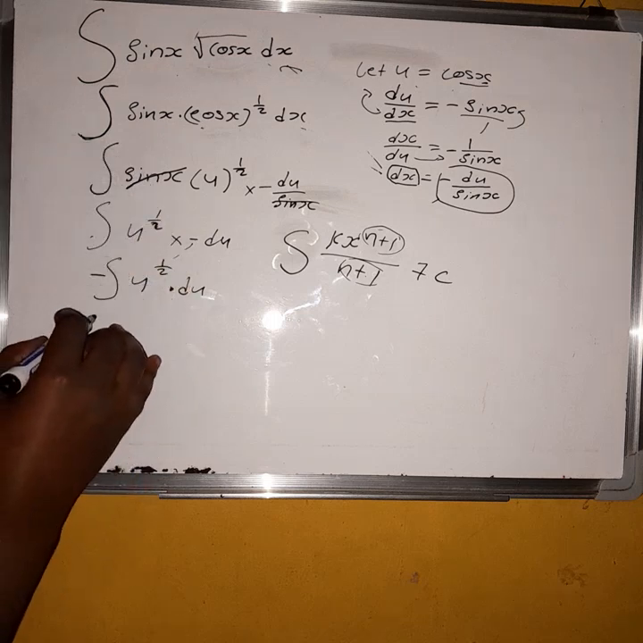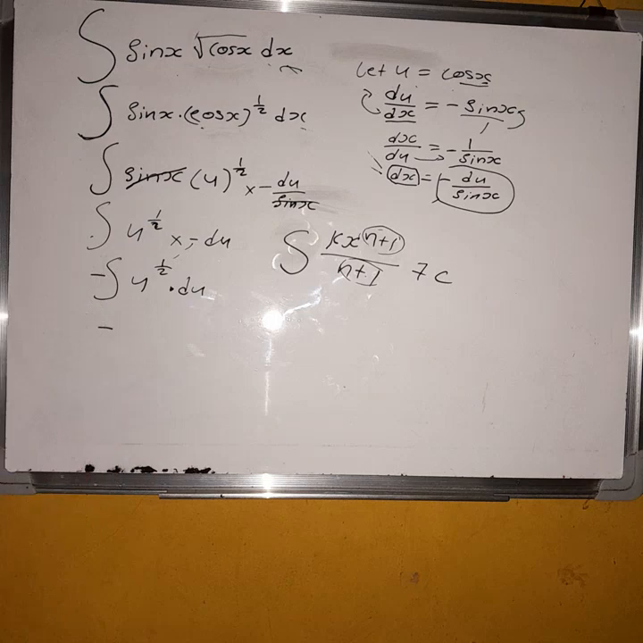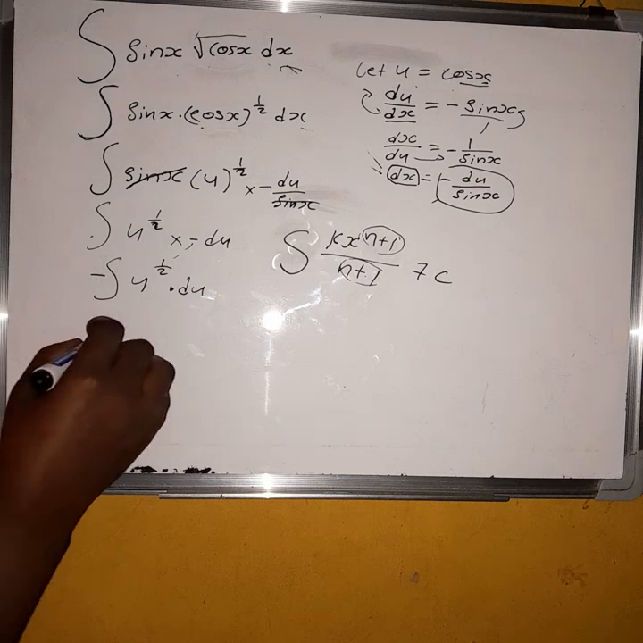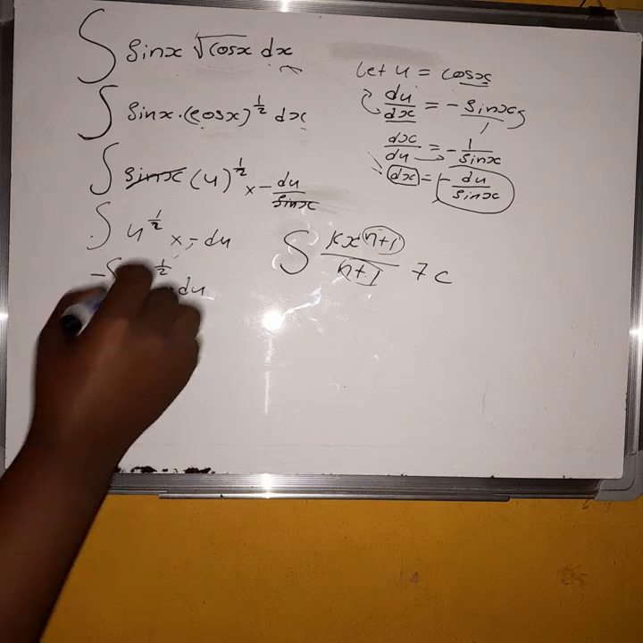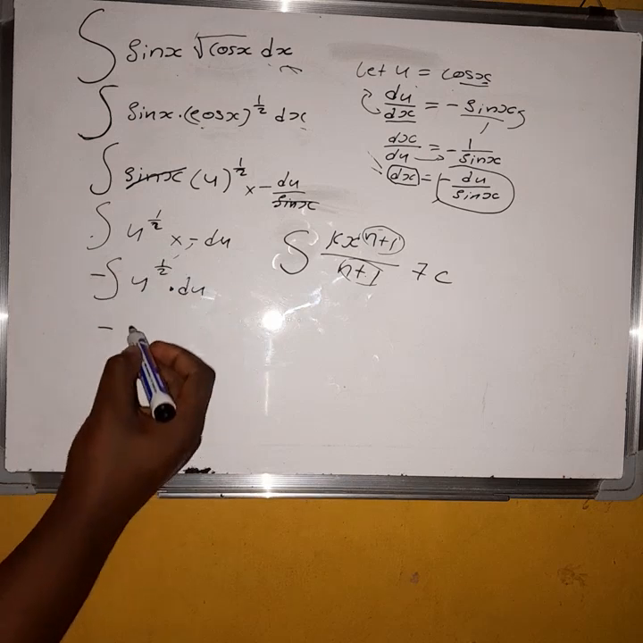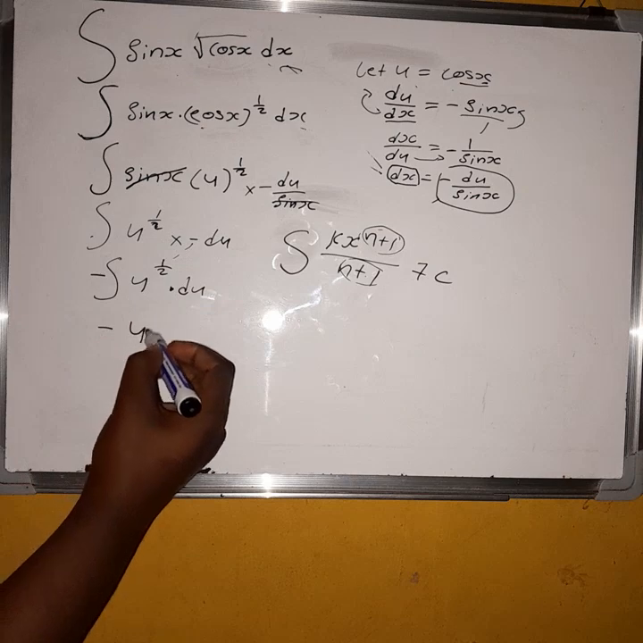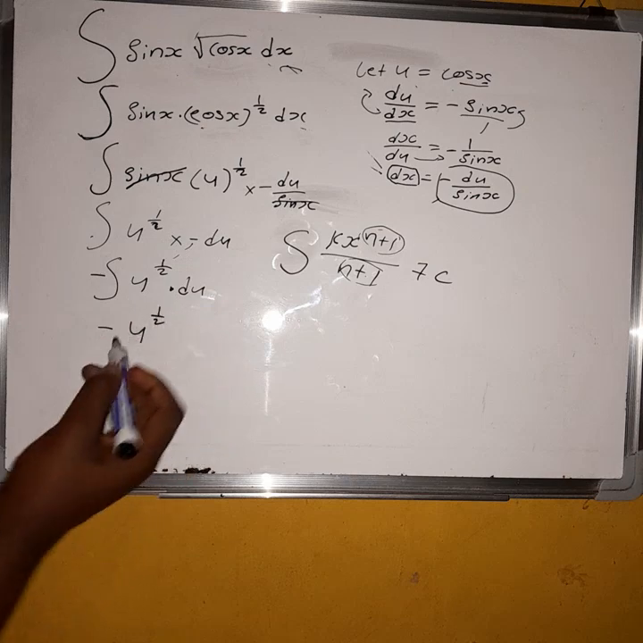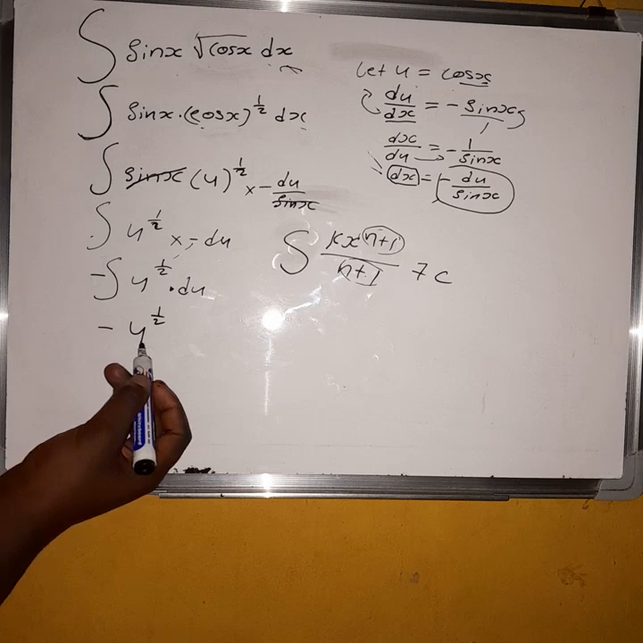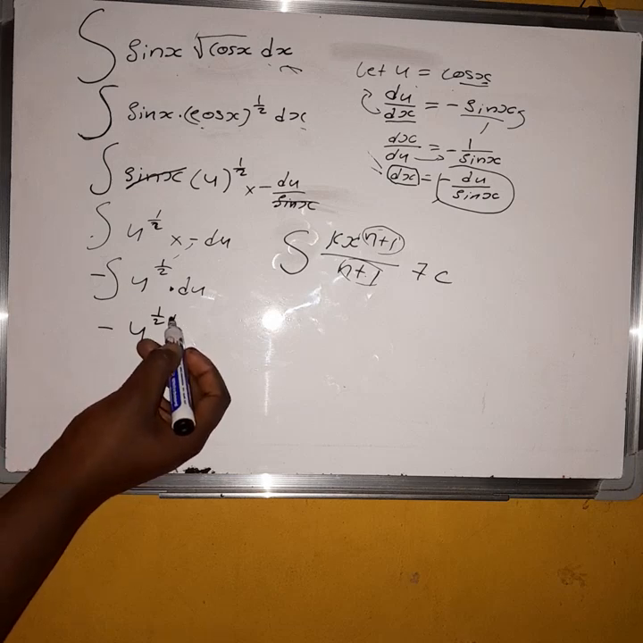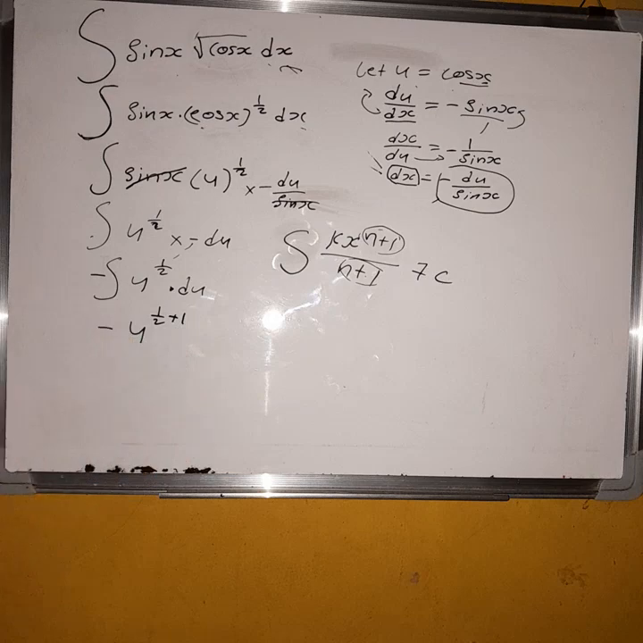Okay, as we integrate, it will be negative. As we integrate, we use the power rule, so u to the 1 over 2. Then we add 1 to the exponent. This is the rule.